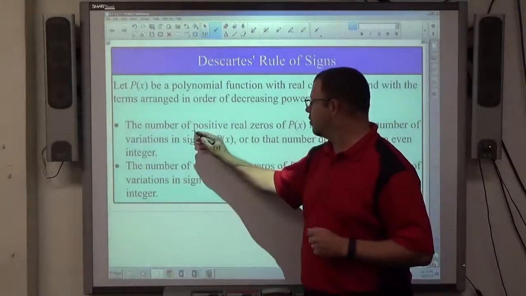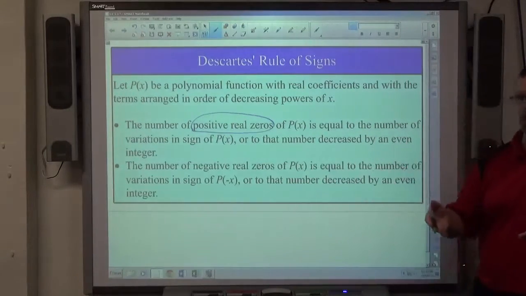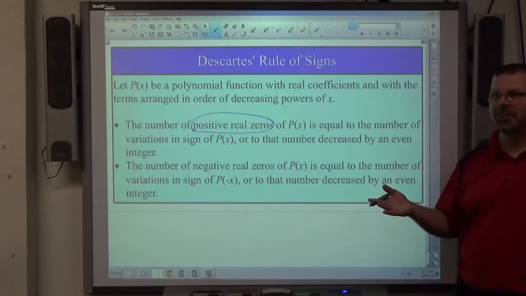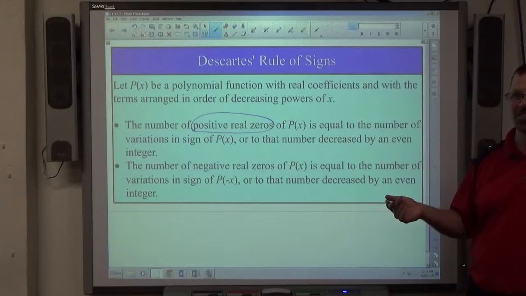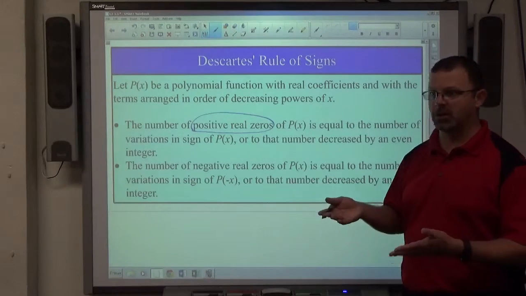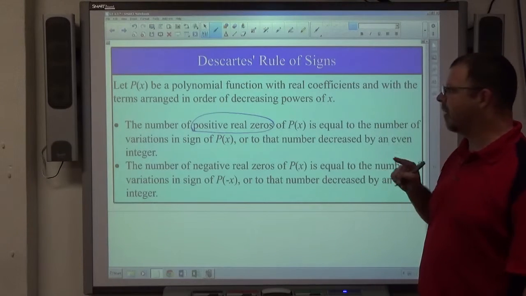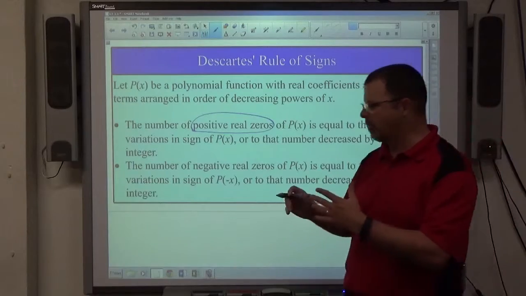Positive real zeros. Real zeros, of course, are numbers that make the polynomial equal to 0. Positive meaning bigger than 0, like 6, 2, 1/2, whatever, or even square root of 5. It could be a root. It's positive. The number of positive real zeros is equal to the number of variations in the sign of p of x. So p of x is some polynomial function.